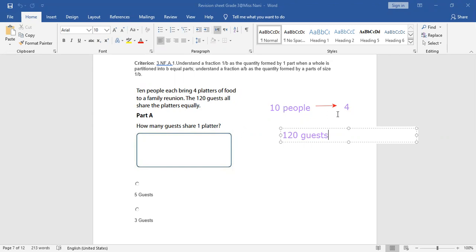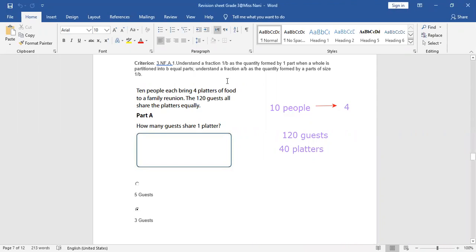First of all, I have 10 people, and each of them brings 4 platters. So I need to know how many platters I have. So I will multiply 10 multiply 4. 10 multiply 4 is what do you think? 10 multiply 4 is 40. So the first step is 40. And how many guests do I have? I have 40 platters. I have 120 guests. So 120 divided by 40 is 3.